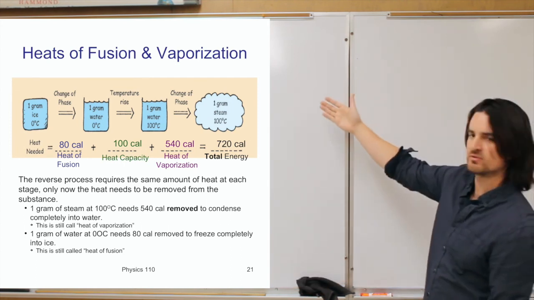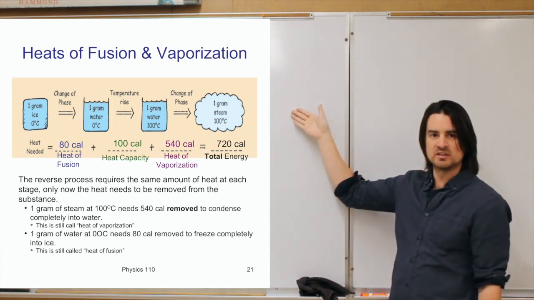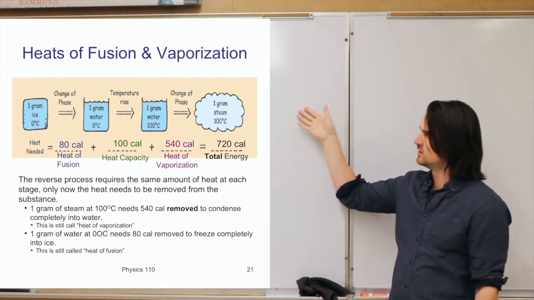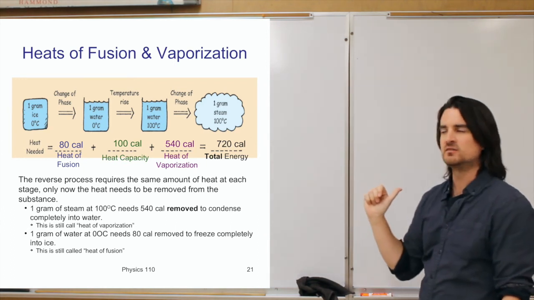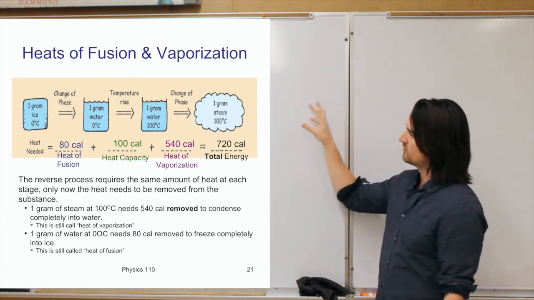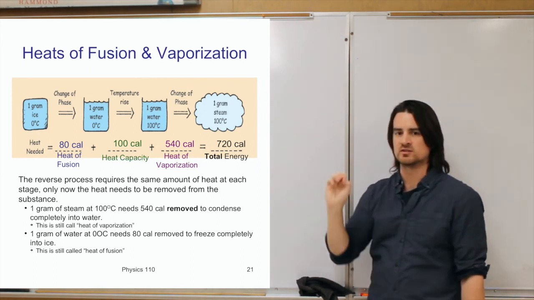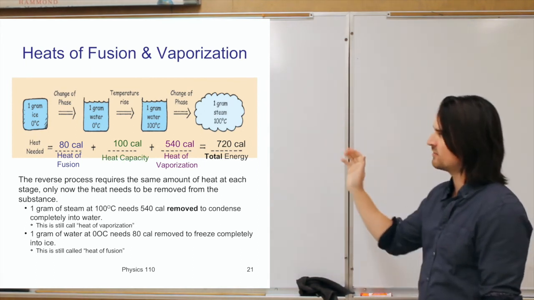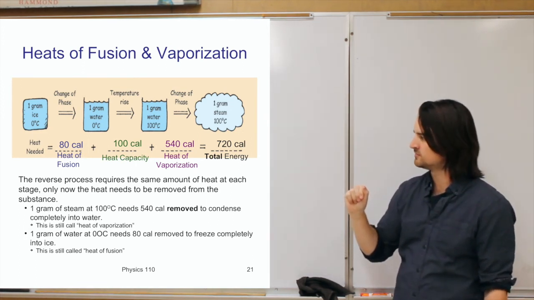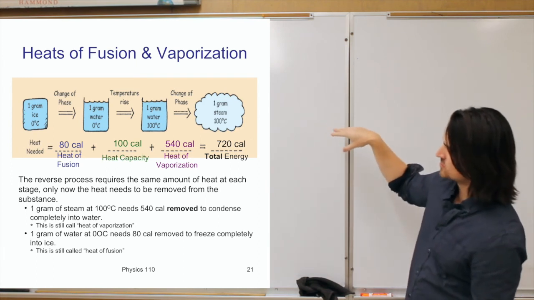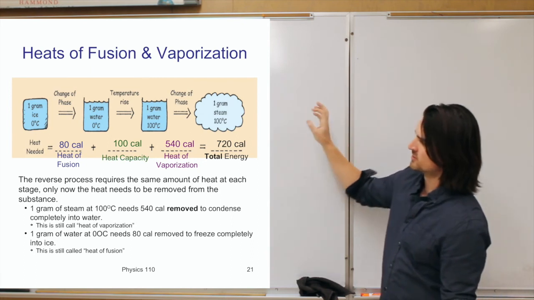So if we imagine the reverse process, if you start out with 1 gram of steam at 100 degrees Celsius, you need to somehow remove 540 calories of heat in order to condense all of that steam into water, to go from that gas to the liquid form. So same amount of energy, but being removed now instead of being added. And then if we continue to remove heat, remove energy, we would lower the temperature of that water until it got to 0 degrees.